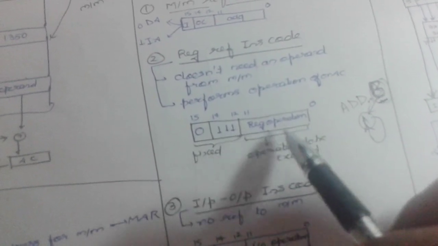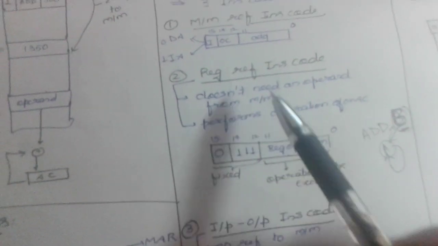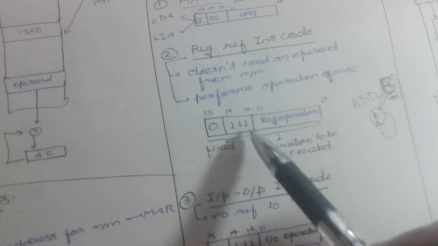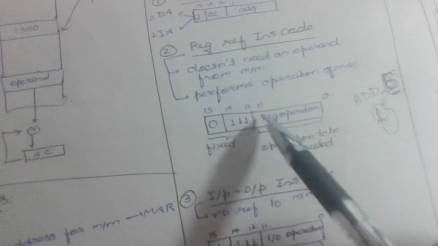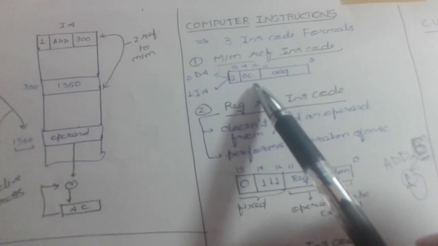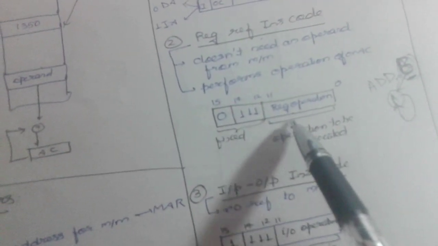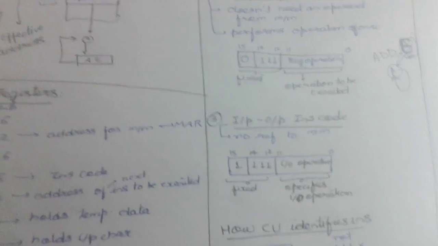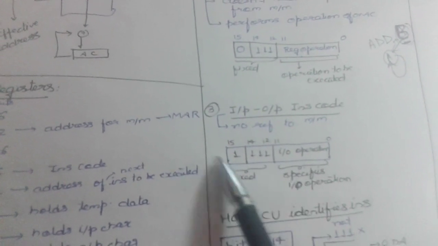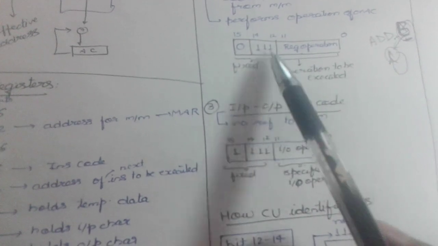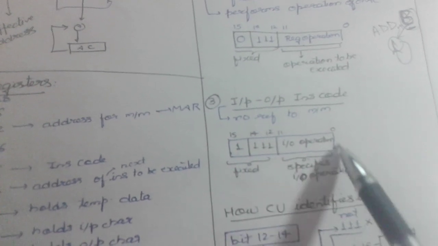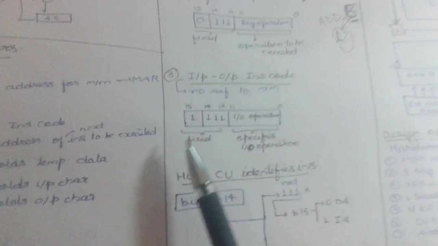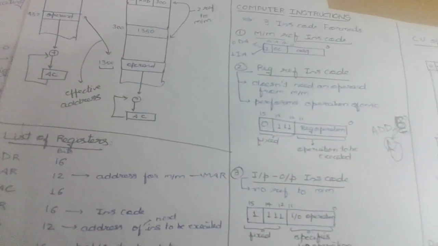In case of register reference instruction, these 4 bits are fixed. These 3 are 111 and this is 0. These are fixed, and the rest 12 bits are used for operations, for opcode. So in the memory case we could store 8 operations, but in this case we can have 2 to the power 12 operations. In case of input output instruction code, these last 4 bits are fixed, just like here these 3 were 1 and this is 0. Same way these 3 are 1 and this is 1, and the rest 12 bits are used for opcode. These are the 3 kinds of instruction formats.